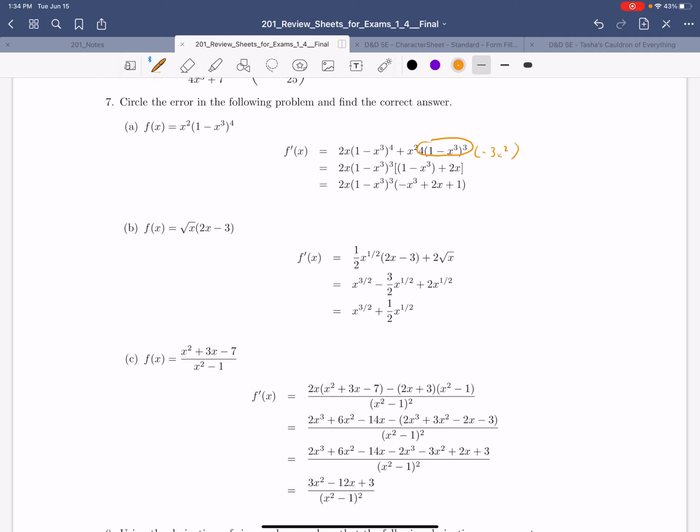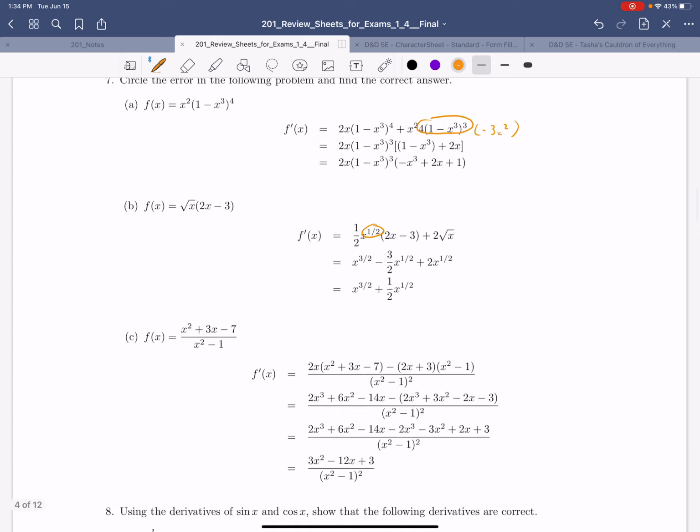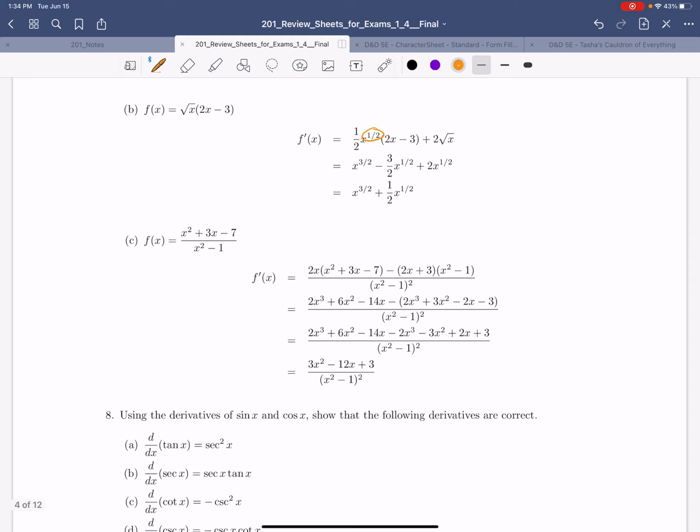Let's look at part B, right? Another product rule. Oh, well, that one's bad right off the bat. Should be negative. Lastly, with the quotient rule, well, hopefully you can see this one. They did d low high minus d high low. Not okay.